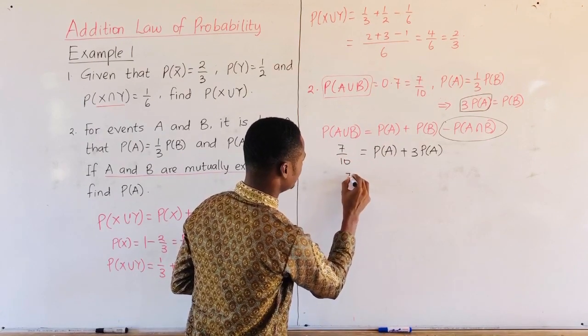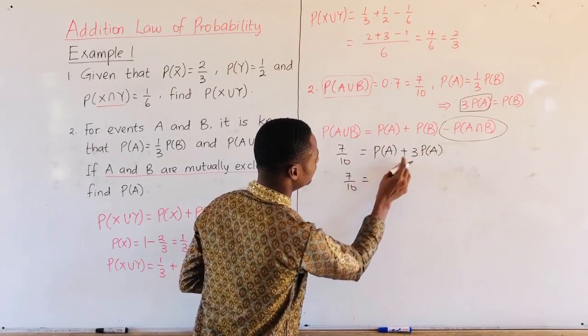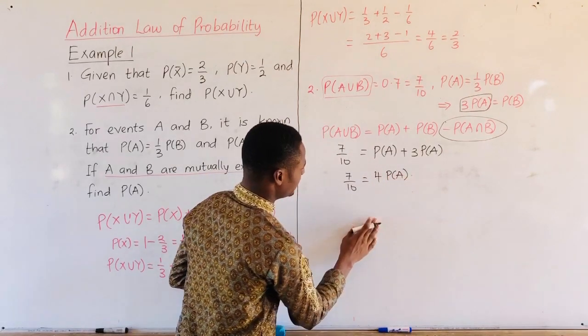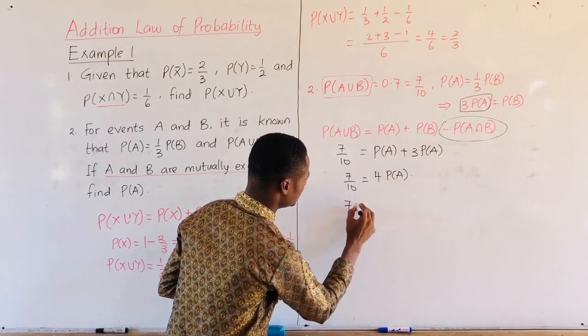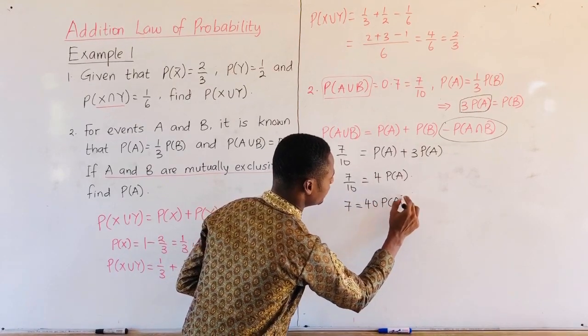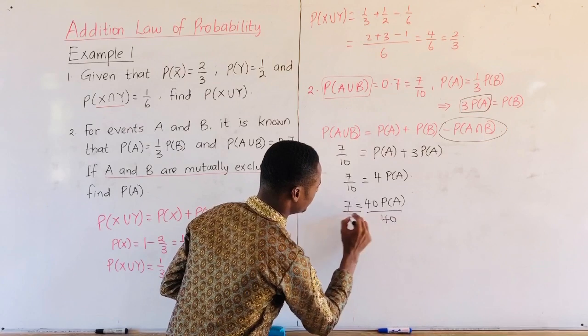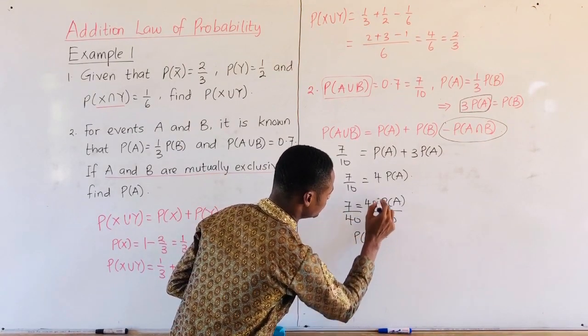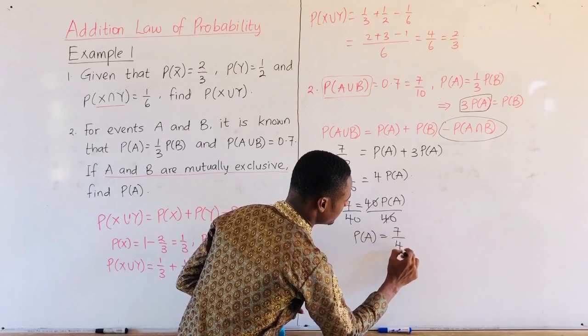So we will have 7 over 10 equal to 4 times probability of A. Then 7 will be equal to 10 times 4, which is 40, times probability of A. Then we divide through by 40 to have probability of A equal to 7 over 40.